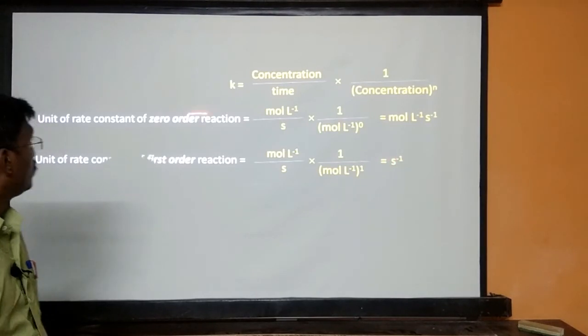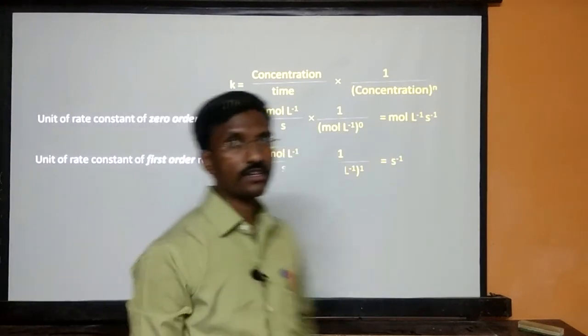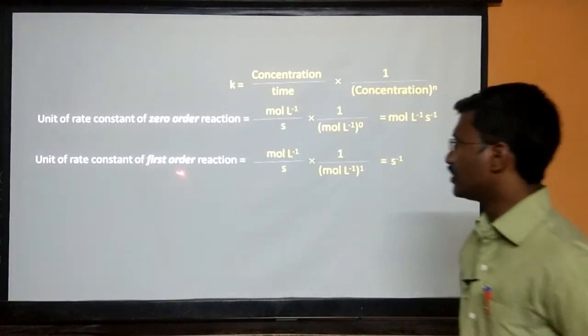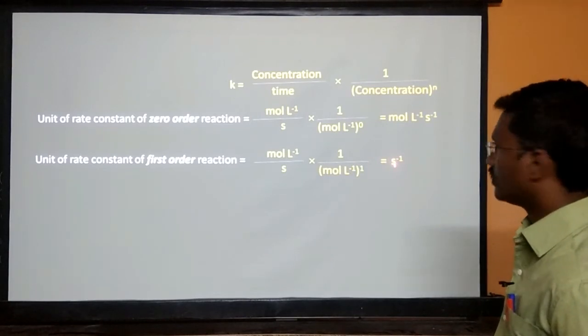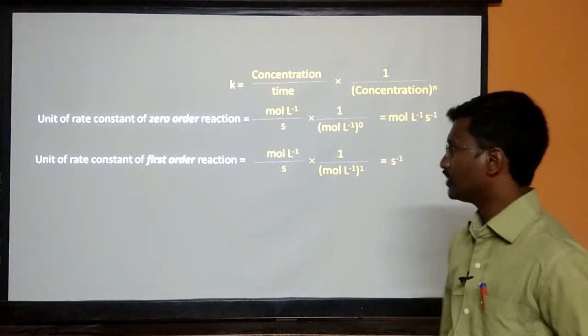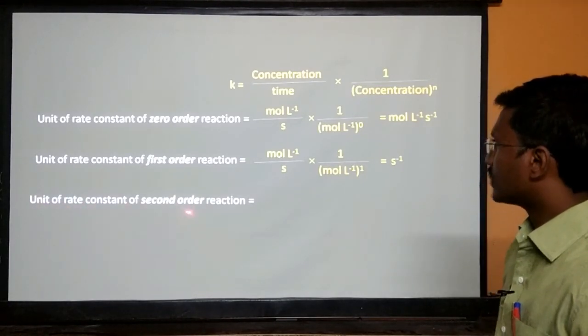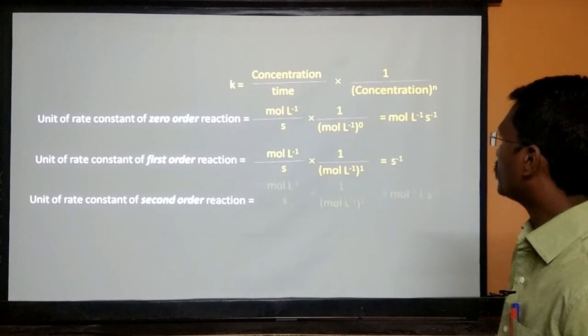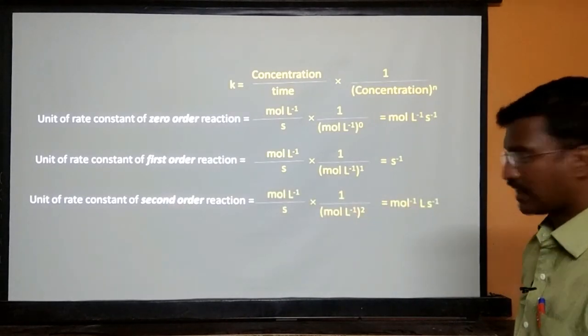If the rate constant has the SI unit per second, it indicates that the order of the reaction is 1. The order of the reaction is 1, based on the SI unit per second. Next one is the SI unit of rate constant of a second order reaction. It is the same thing again. Here we are writing n is equal to 2 because it is a second order reaction.